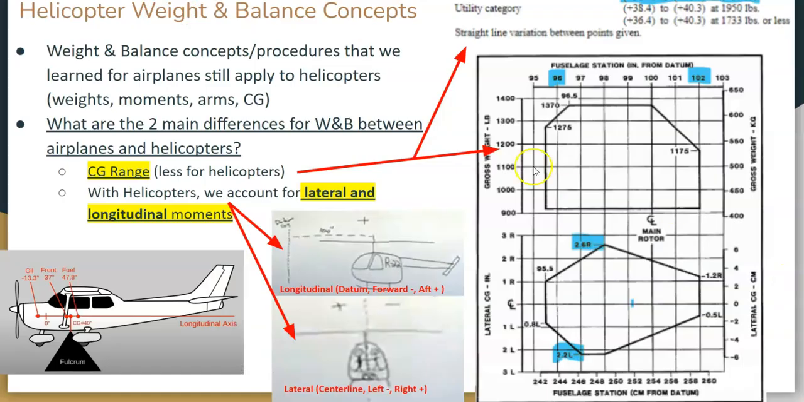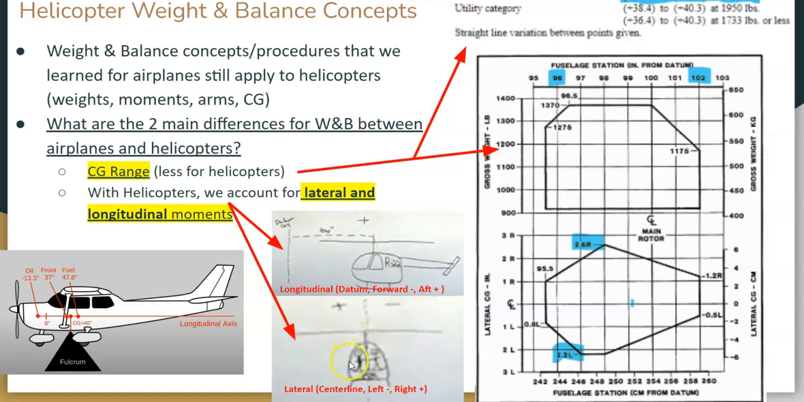What you're going to see here is that, like with airplanes, with helicopters we also care about the longitudinal axis. We make reference to a datum. If you're forward of the datum, then you're considered to have negative values with your arm. And if you're aft of the datum, you're considered to have a positive value. That doesn't change on the longitudinal side. In that very sense, the helicopter and the airplane are exactly alike. But we take into account a second axis, the lateral axis. And the reason why is because helicopters have a less lenient center of gravity range, so we have to account for the side weights.